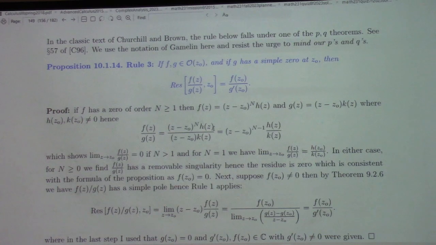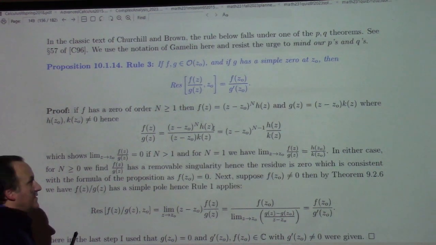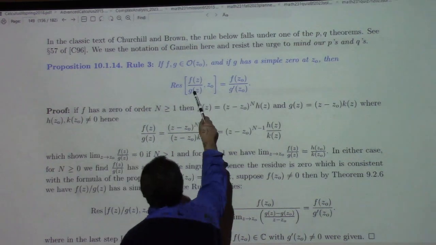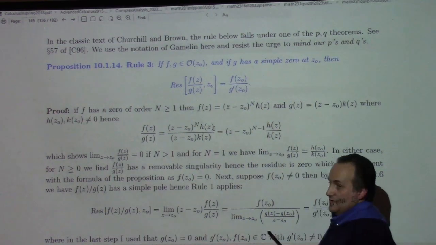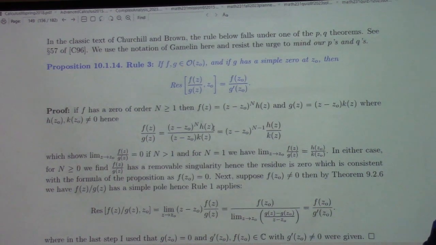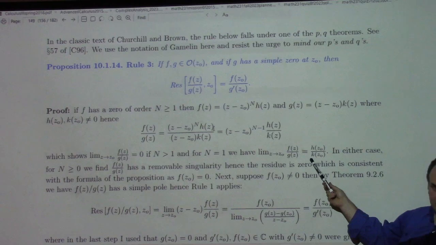So here's rule 3. Rule 3 says if you have f and g holomorphic at z0, and g has a simple 0, get this, g has a simple 0, then the residue of f(z) over g(z) is just f(z0) divided by the derivative of g at z0. That is super nice. Maybe next class, if I feel like it, I'll prove this, okay?